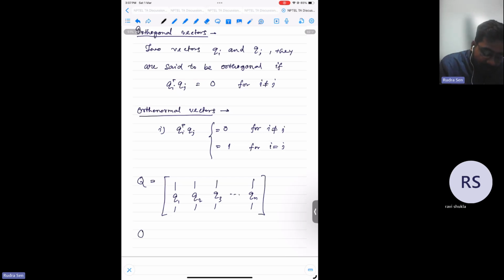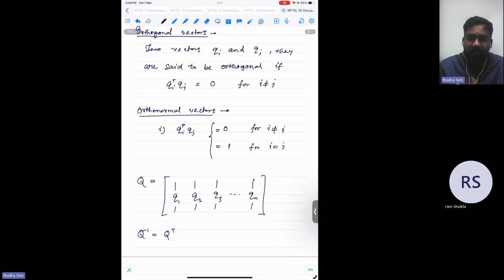Why is it easy? Because the first thing we know is that Q inverse is basically Q transpose. We know how difficult it is to find the inverse of a matrix, specifically a square matrix. I'm considering a square matrix here because we do not have an inverse for a rectangular matrix. We need to find the determinant first, then the cofactor matrix, then transpose it, and then divide by the determinant.